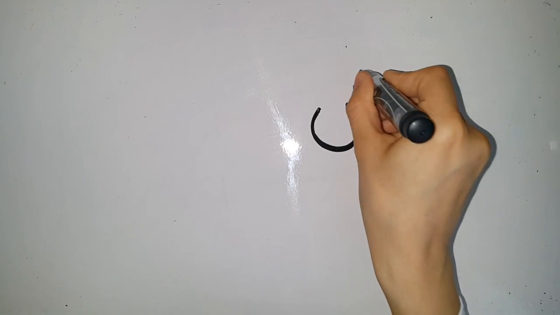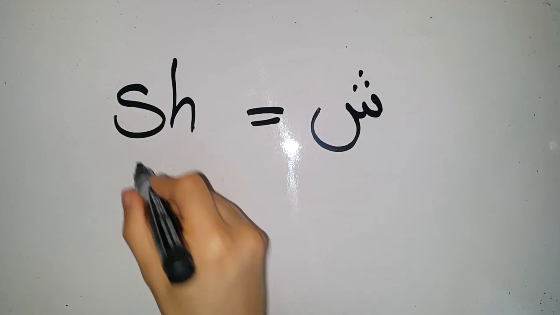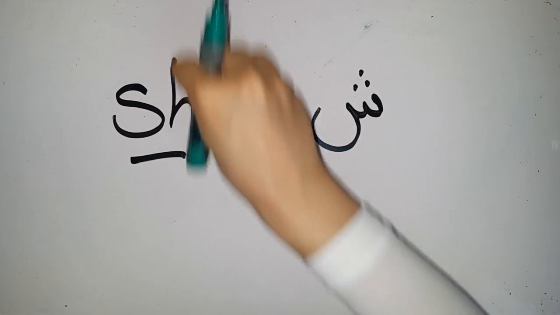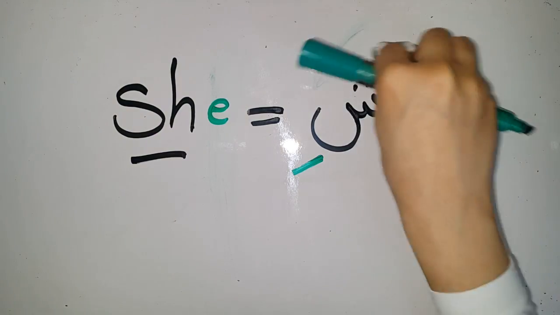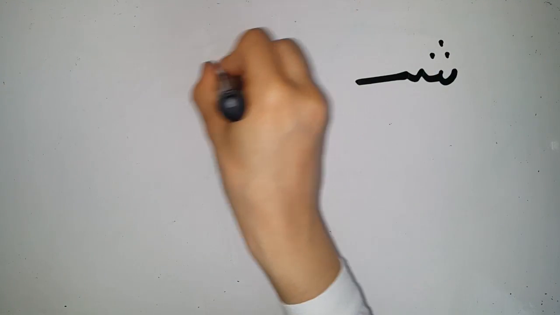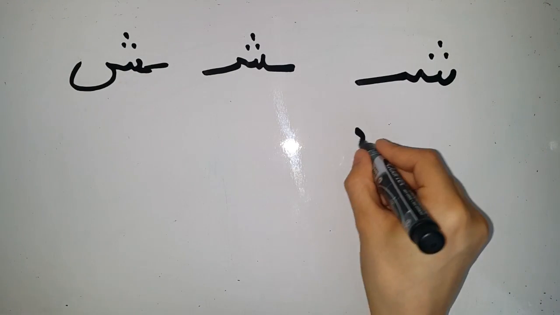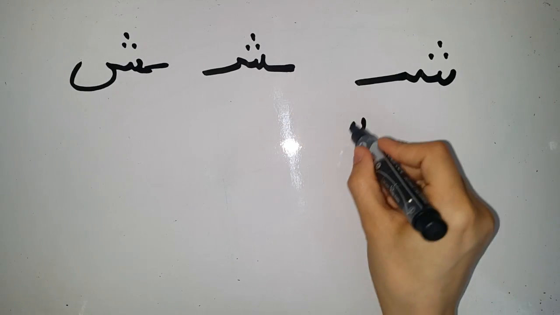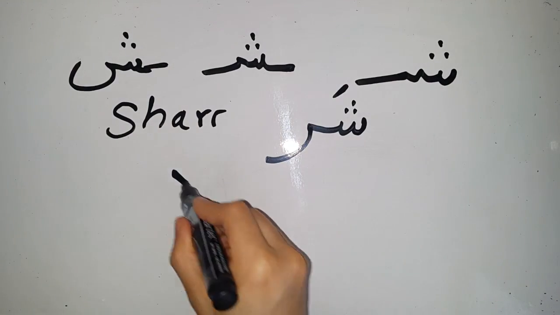So the next letter is sheen. It looks exactly like seen, except that it has 3 dots on top in the shape of a triangle. There's sha, shu, and shi. And sheen is going to be similar to seen in the way that it's written at the beginning and the middle of a word, as you can see. So how about this word? Oops. Shar. Shar means evil.